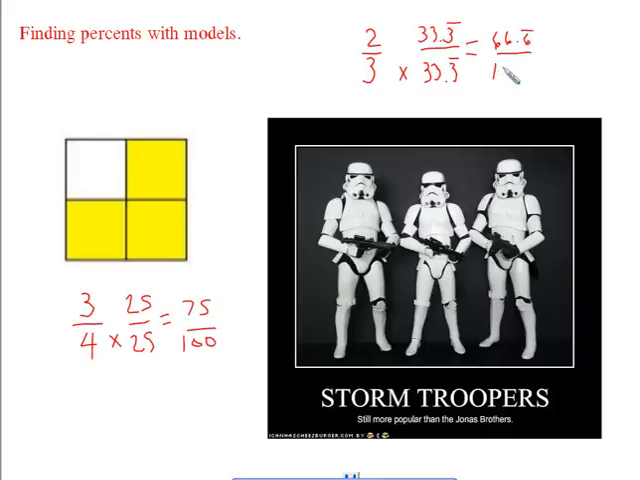So if we were asked what percent of the stormtroopers are taller than this guy right here, or what percent of the total stormtroopers are the tall guys, then we would say it's 66.6%. And the way we would write that is just 66.6%. And over here, remember, percent means per 100, so this is just going to be 75%.